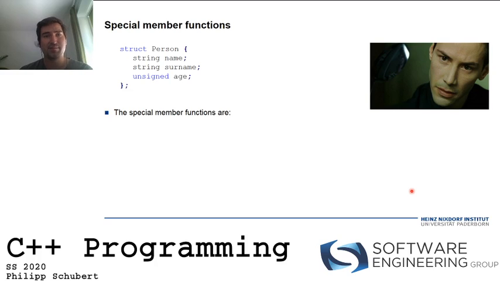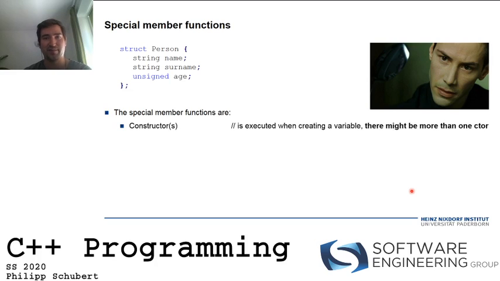So what are special member functions? Constructor is one of those special member functions, but there are some more. The constructors are automatically executed when you create a variable of a certain user-defined type. And there might also be more than one constructor. So there might be more than one way to construct a variable of a certain type. That will be quite handy if you provide a range of ways to initialize data. We will see why that is later on.